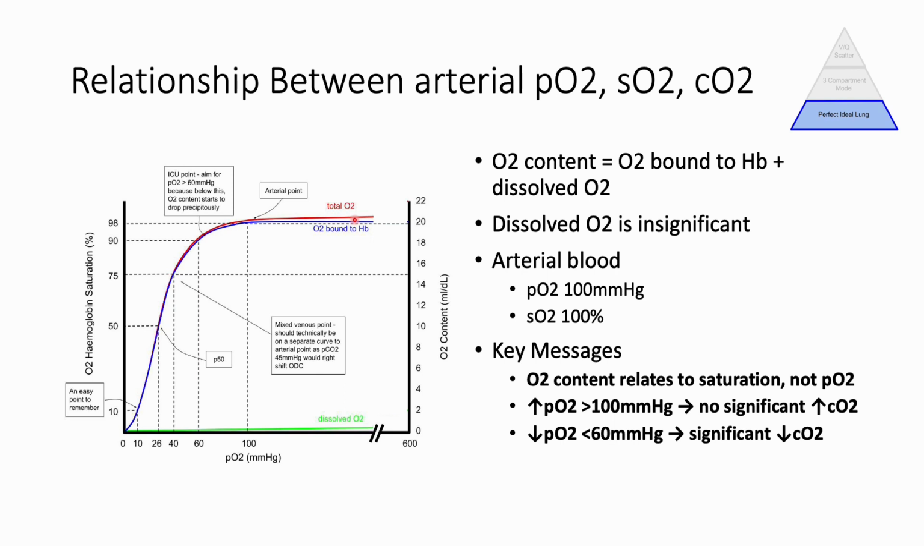On the other hand, as we decrease PO2 below 100, especially once we decrease below a PO2 of 60, since we're on the steep part of the ODC, oxygen content starts to decrease dramatically. And so understanding this fundamental relationship is very important for answering a lot of questions in the exam.